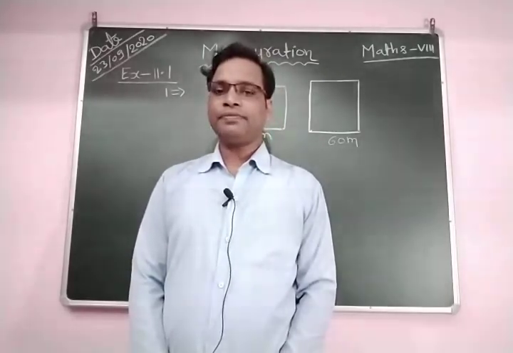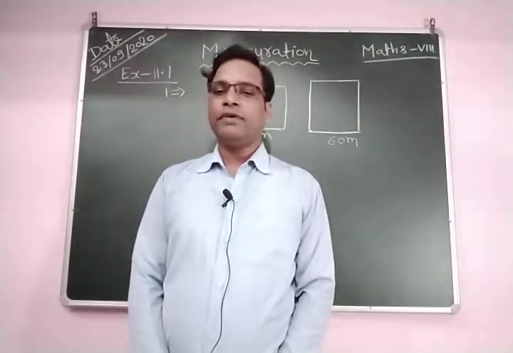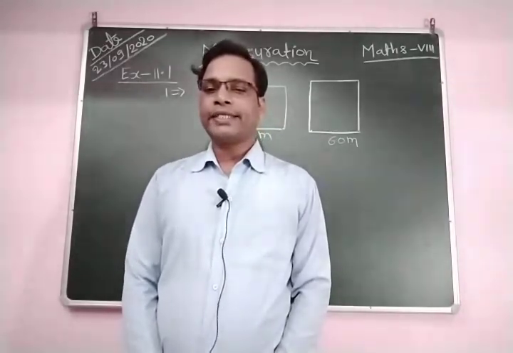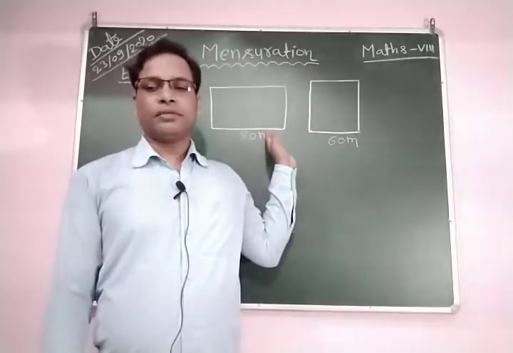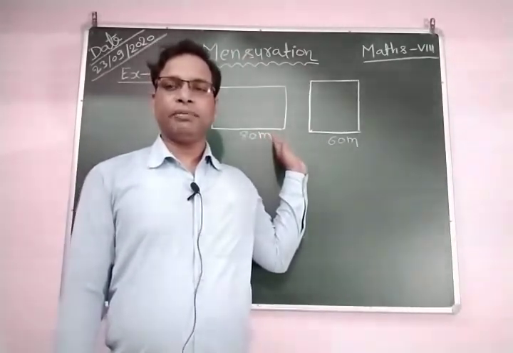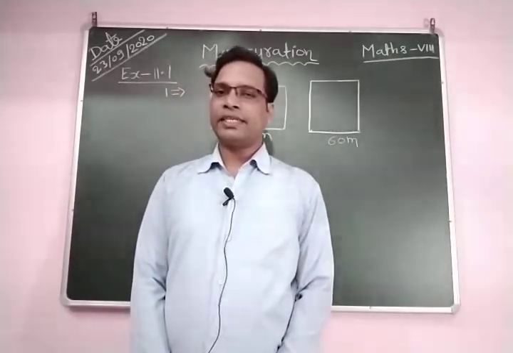Question number 1: we have a square and a rectangular field with measurements as given in the figures. You can say the figures have the same perimeters. Which field has the larger area?